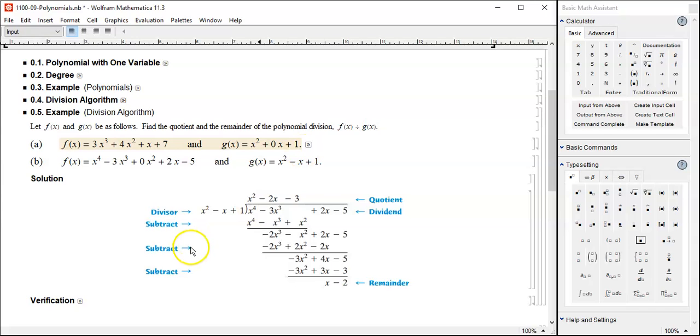Okay, let's see, how does it work? Look at the leading term, x to the fourth power. That's equal to this leading term times something. So that something is x squared. That's easy. So from the leading term, we get this, the first term of the quotient, and then multiply and subtract. Multiply and subtract. Multiply and subtract until you get to the remainder that you cannot do any longer.